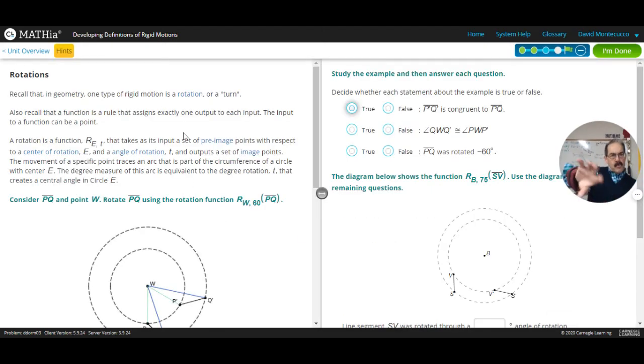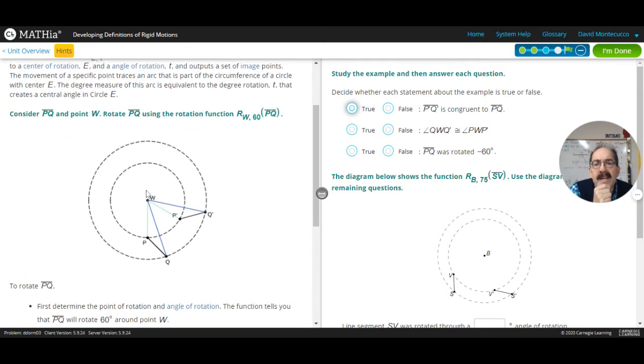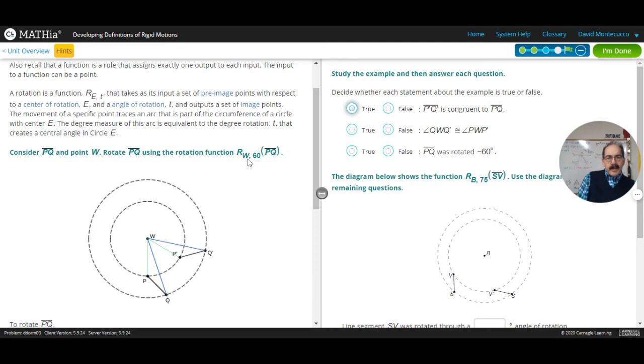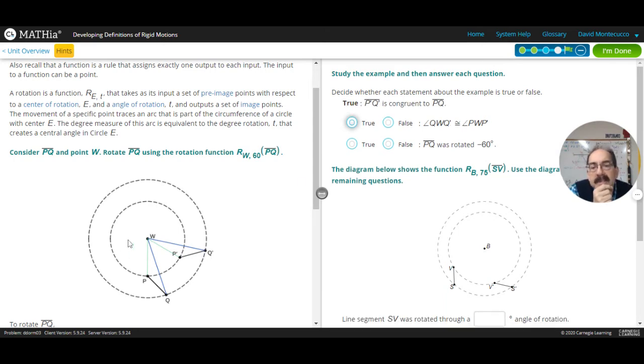Okay, now we got to rotate. We got to spin it. Okay, so as we spin it, the key is where we rotate. Okay, and the reference point, the origin, or where the pin is, so that it spins around it. Okay, determine whether the statement is true or false. P prime Q prime has to be the same as PQ. Yes. The angle QWQ has to be the same, absolutely, otherwise it doesn't work.